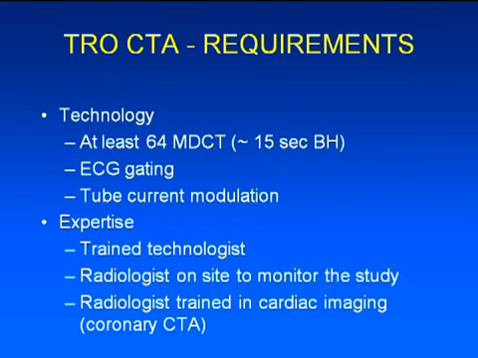So if you have a 64 multi-detector CT, you can do it in 50 seconds. But if you have a 16 multi-detector, it's going to take like 30 seconds to do the whole chest, and I don't think anybody can do that. Your scanner has to be able to do ECG gating, of course, and it's preferable to have tube current modulation, some other technology to reduce the radiation.